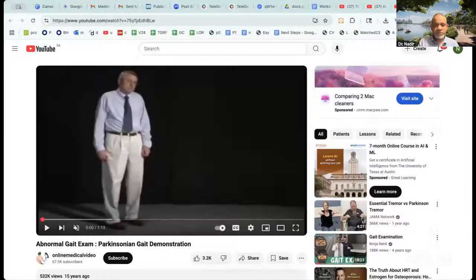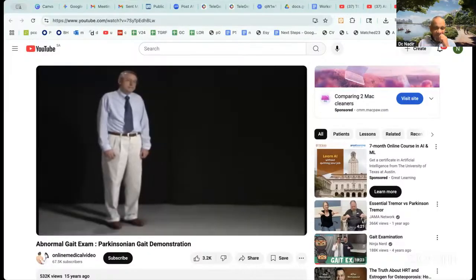So the next gait disturbance or abnormality that is common is the Parkinson or hypokinetic gait. I'm going to share the screen. Folks, I want to show you. Just a second. This is the hypokinetic gait.